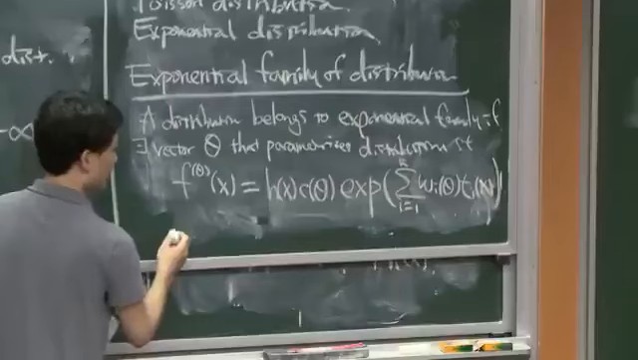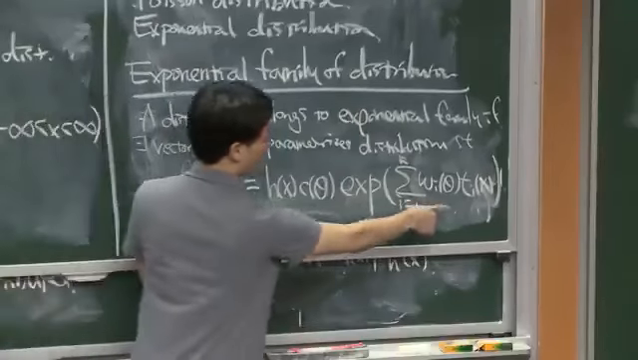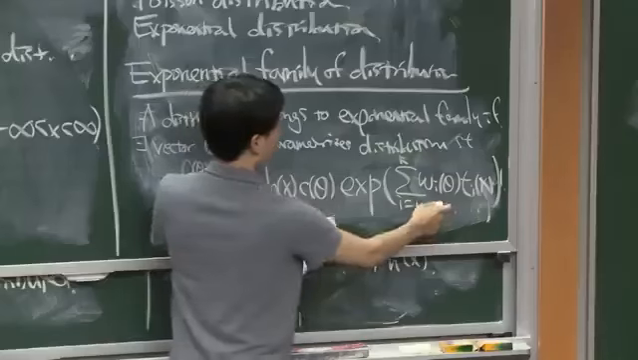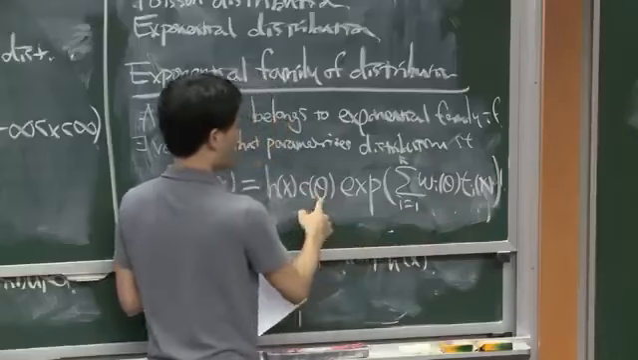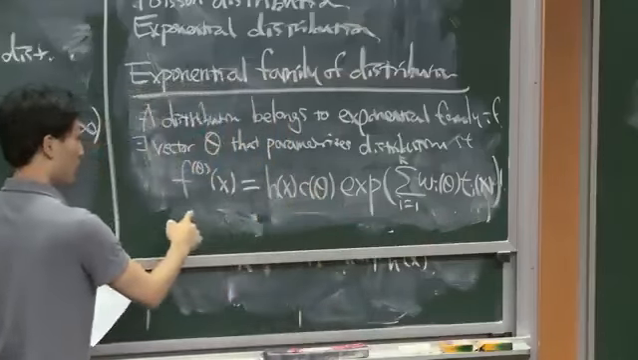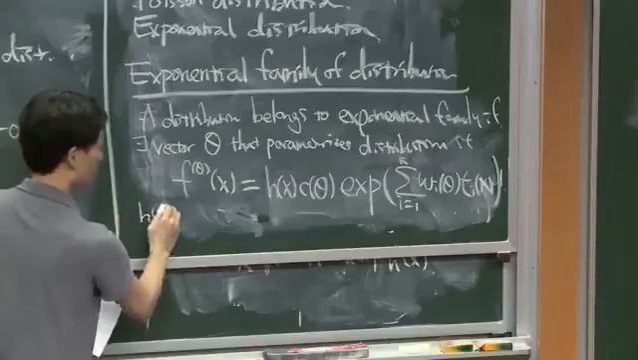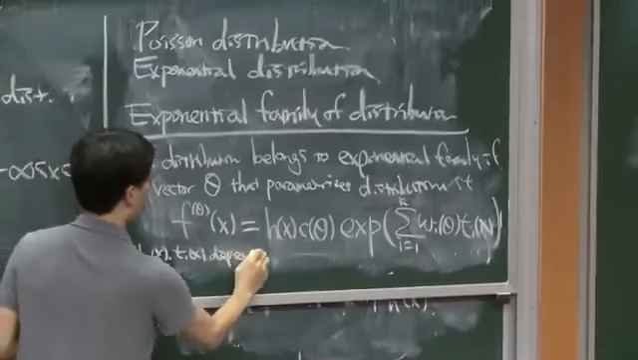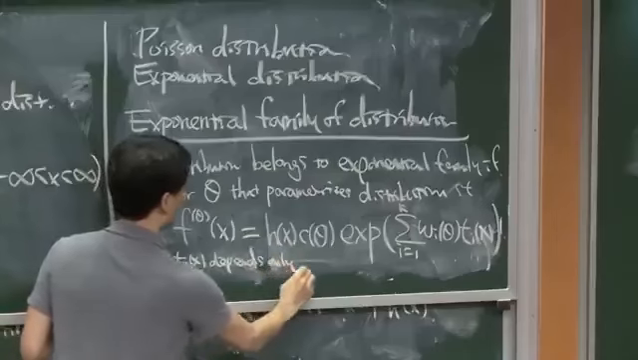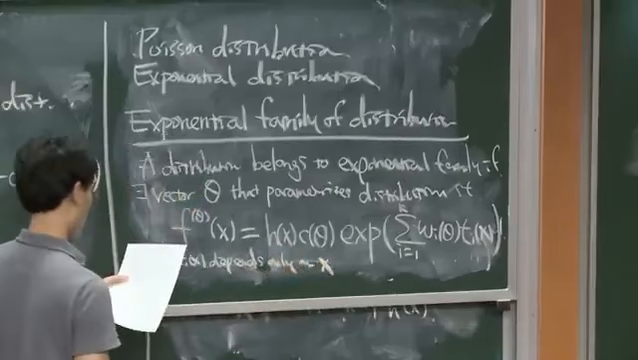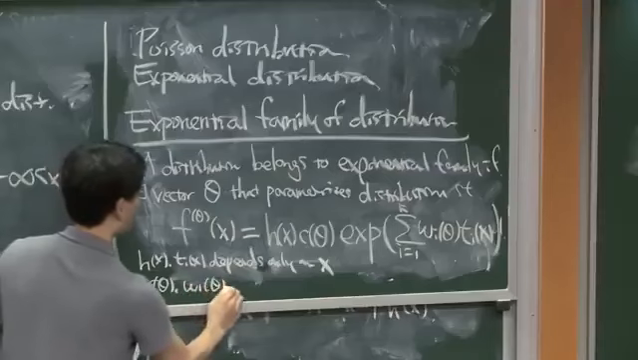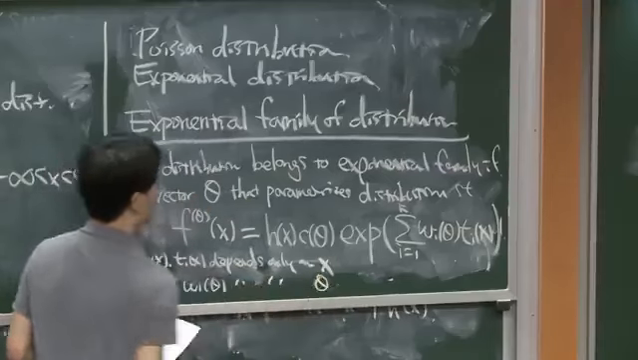So here, when I write only x, it should only depend on x, not on theta. And when I write some function of theta, it should only depend on theta, not on x. So h of x depends only on x, and c of theta depends only on theta.